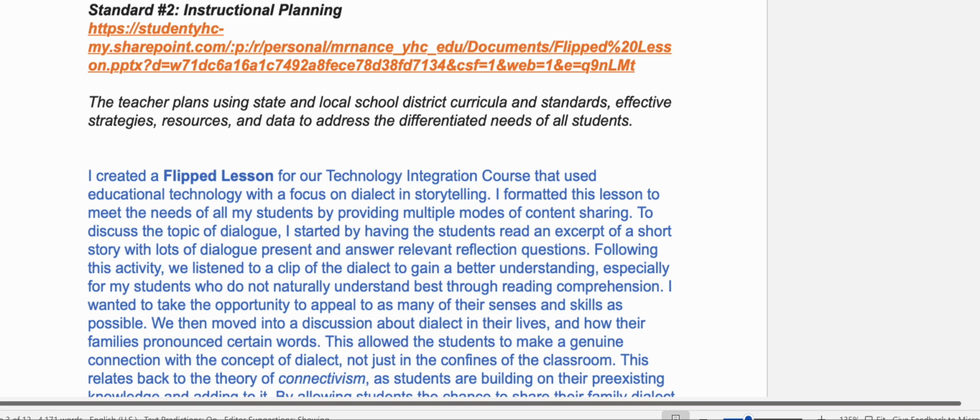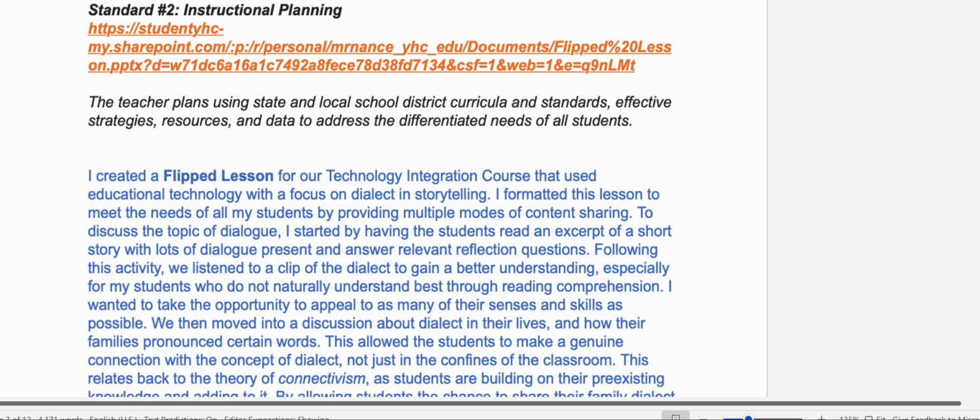She says, I formatted this lesson to meet the needs of all my students by providing multiple modes of content sharing. To discuss the topic of dialogue, I started by having the students read an excerpt of a short story with lots of dialogue present and answer relevant reflection questions. Following this activity, we'll listen to a clip of the dialogue to gain a better understanding, especially for students who don't naturally understand best through reading comprehension. I wanted to take the opportunity to appeal to as many of their senses and skills as possible.